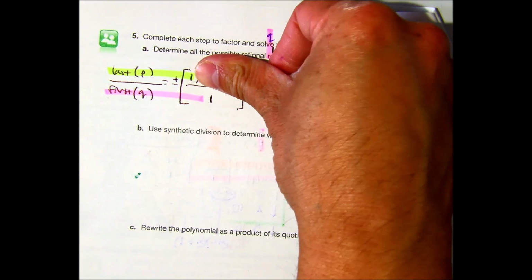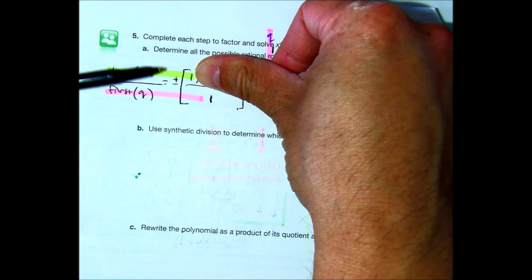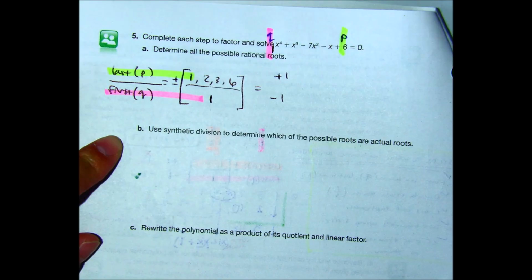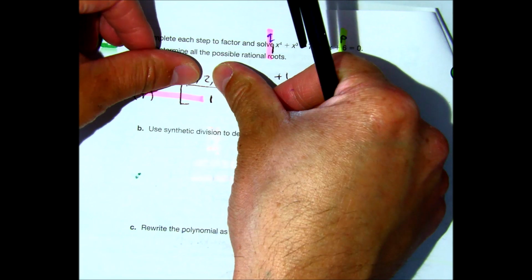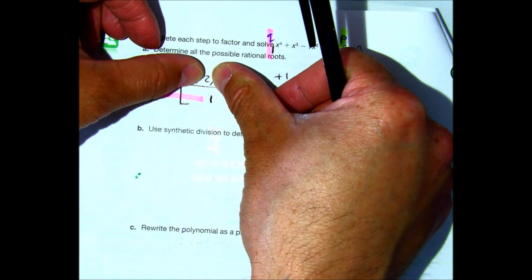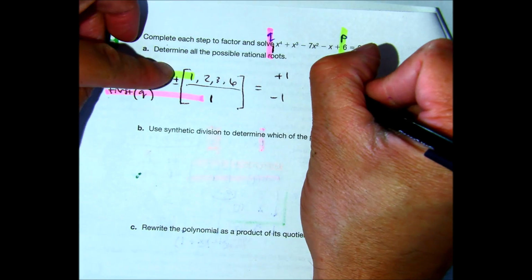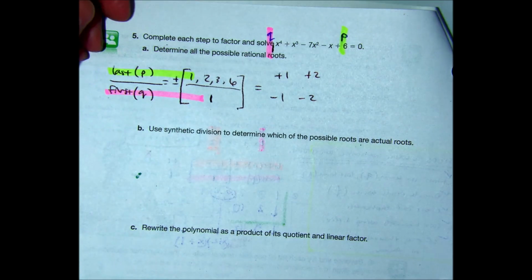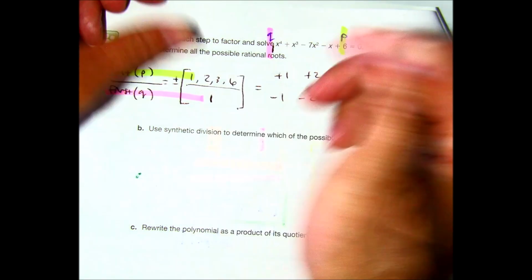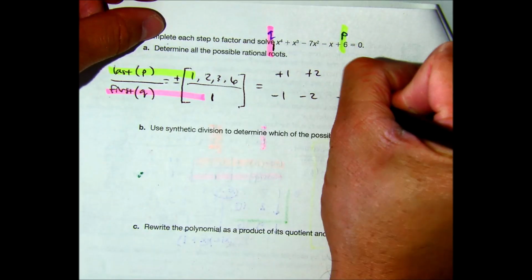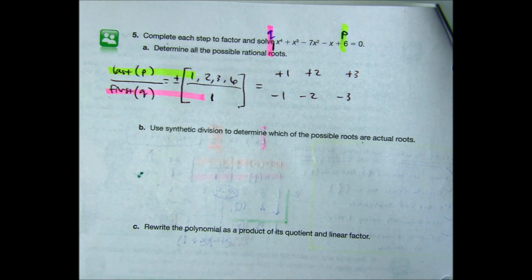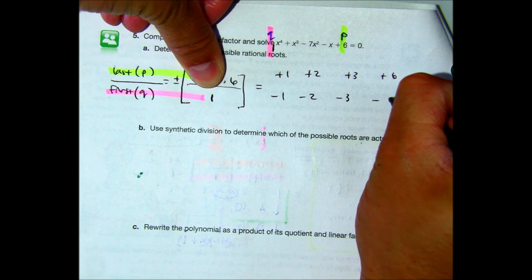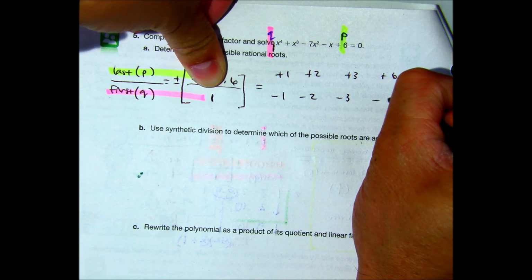1 divided by 1 is? And this is a positive and negative 1. What's the next one? 2 divided by 1 is? So you're going to have a positive and negative 2. What's the next one? Positive 3 and negative 3. And the last one is? Positive and negative 6.